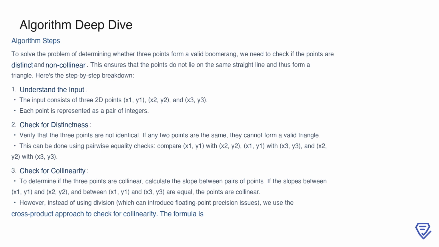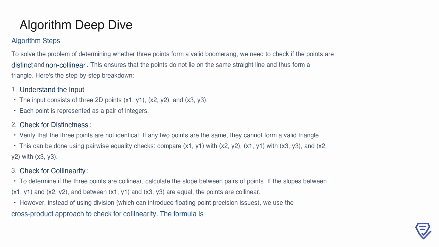The first step is to check that the points are distinct. This means no 2 points can be identical, as duplicate points cannot form a triangle. We achieve this by performing pairwise comparisons, checking if x1, y1 equals x2, y2, then comparing x1, y1 with x3, y3, and finally, x2, y2 with x3, y3.